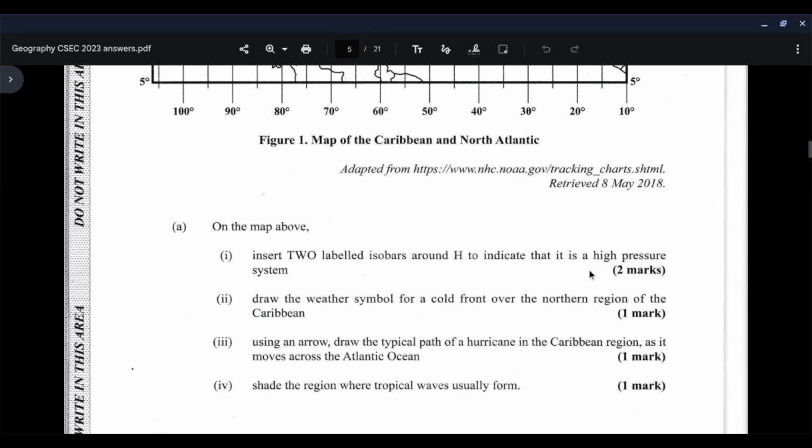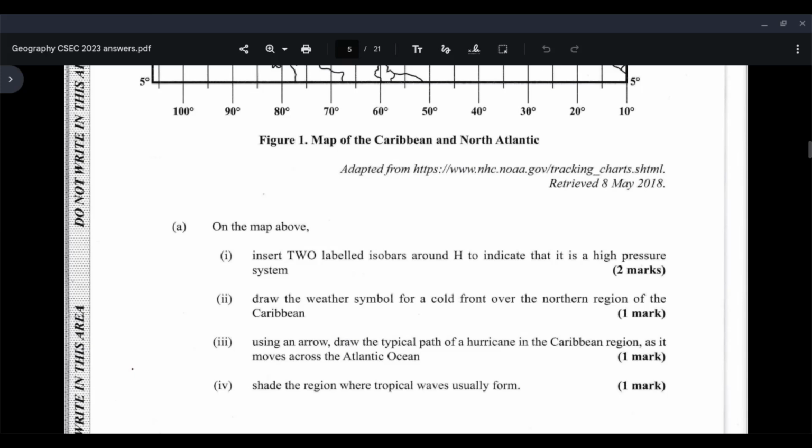Now, what I'm going to do is show you what is expected for the map and go through exactly what is needed. So this is what is expected on the map. Let me go through it with you. Part one says you're to insert two labeled isobars around H. So H is right here.